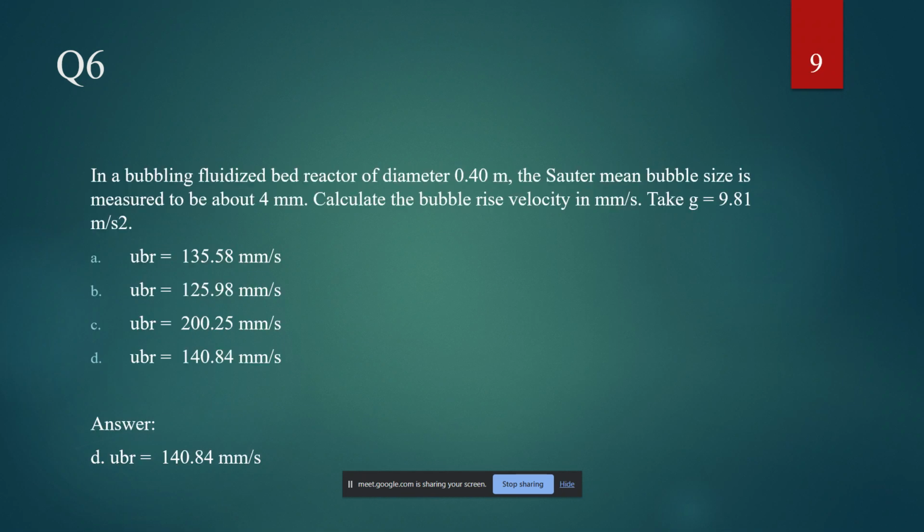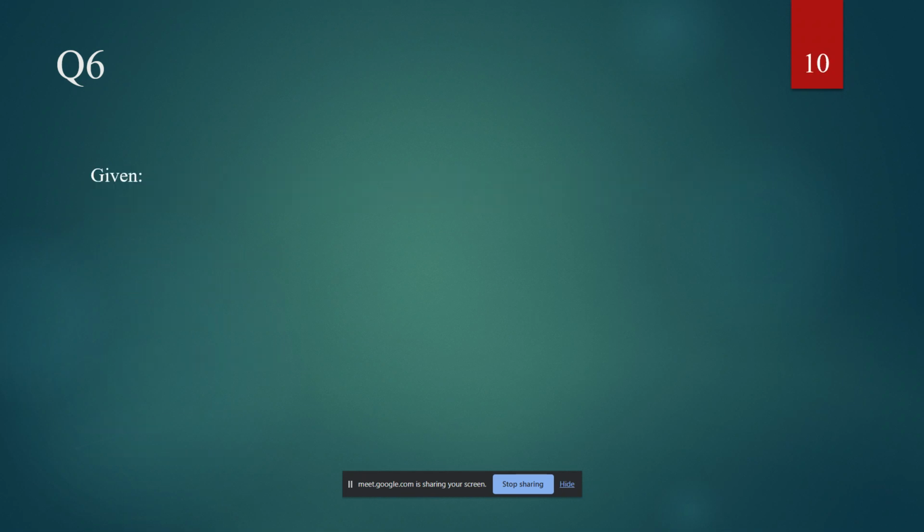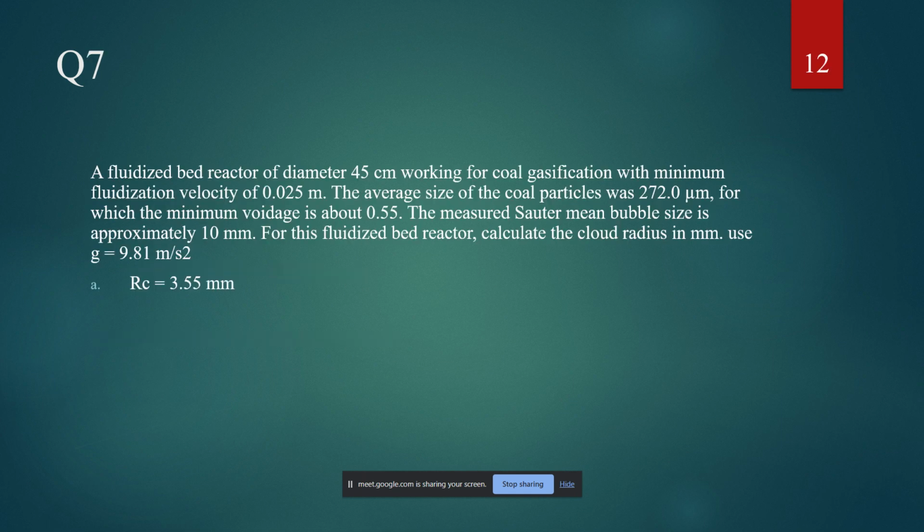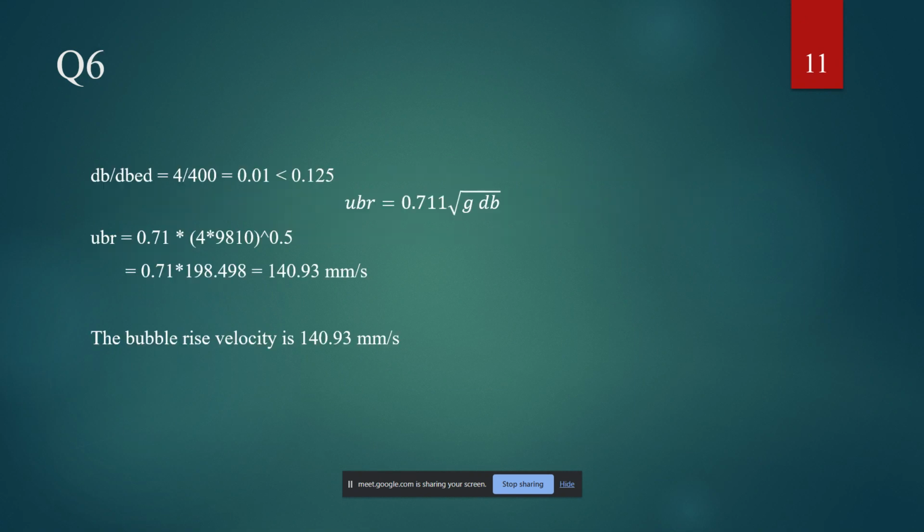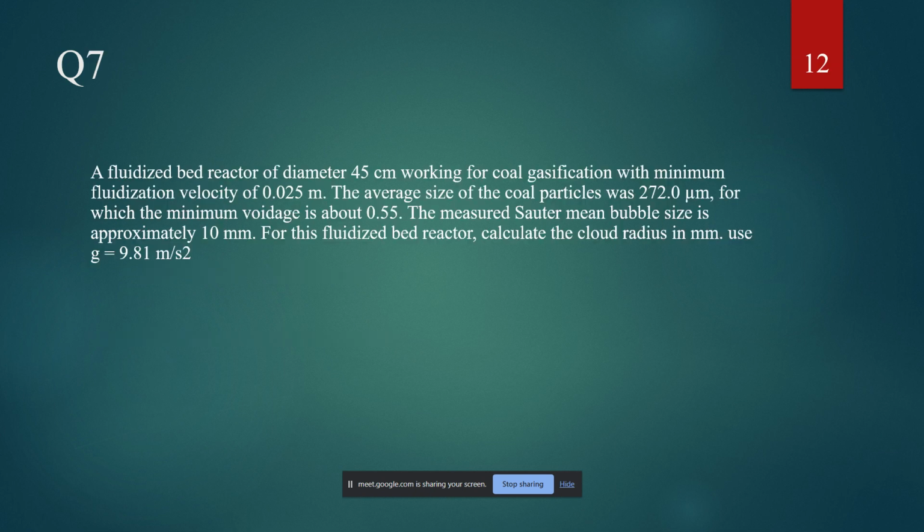140.84 mm per second. Option D is the right answer, where we have got 140.93 mm per second. So we'll go to question 7. I hope this one is clear. This you people have understood clearly. Now we'll go to question 7.